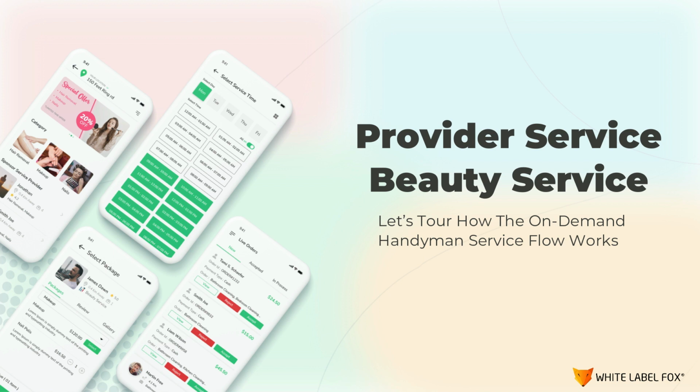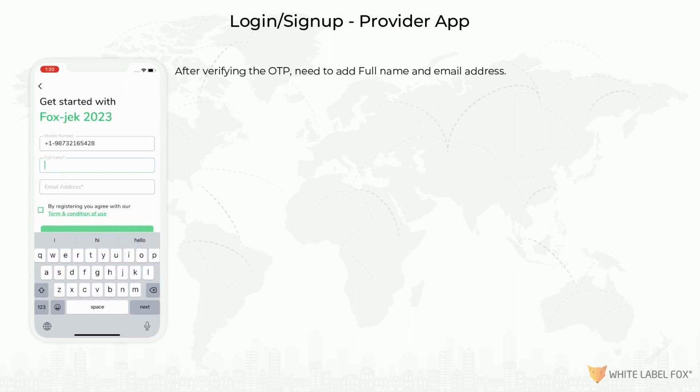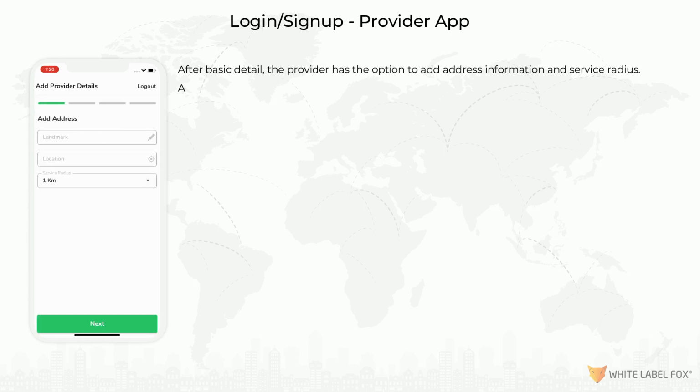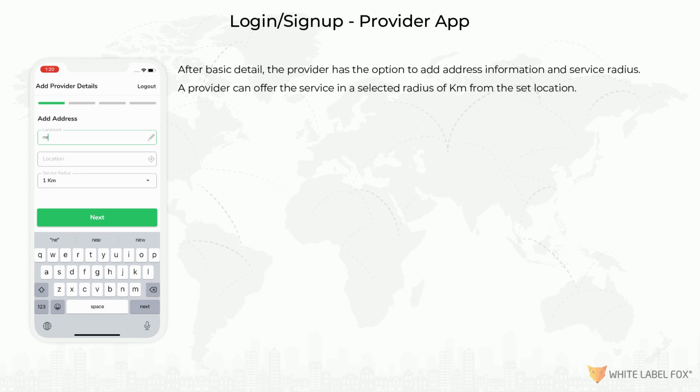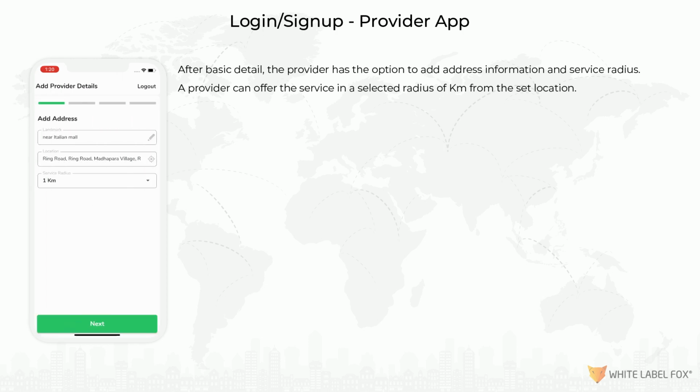Let's tour how the on-demand handyman service flow works. Before checking the service flow, let's review the complete sign-up procedure for the provider. After verifying the OTP, need to add full name and email address. After basic detail, the provider has the option to add address information and service radius. A provider can offer the service in a selected radius of kilometer from the set location.